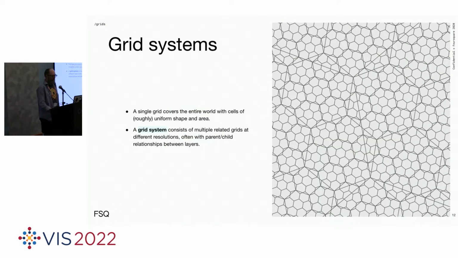So I've been talking about grid systems and not just grids because most of the grid systems that we use are a set of grids. They're multi-resolution sets. Usually there's a hierarchical relationship between these different grids. And you often have sort of parent-child relationships, so you can walk up and down the grid at different levels of resolution.